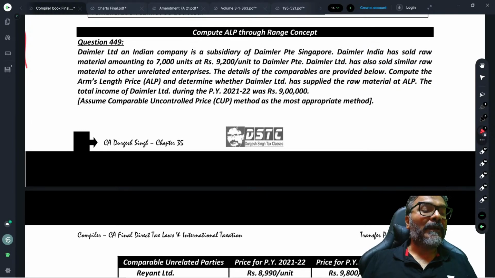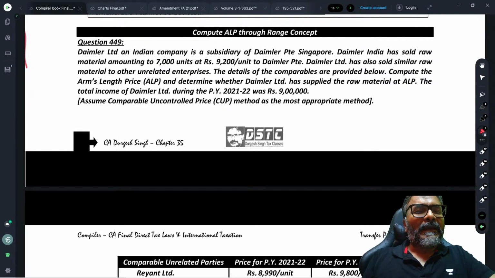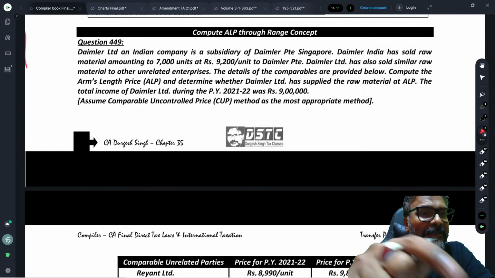You will go with what? The arithmetic mean, students. So you take the arithmetic mean of all the ALPs that you have determined, applying the most appropriate method on those comparables, and you will arrive at the average. And that average is what would be considered for the purpose of your transfer pricing adjustment. But there is one point, which I'll explain to you in the arithmetic mean question. So here in this question, let's have a look.